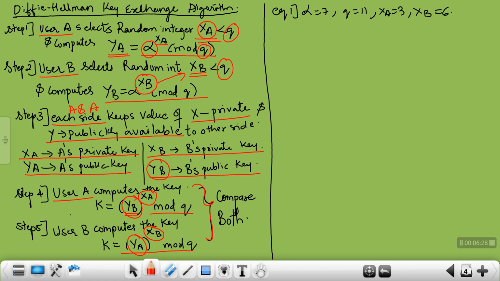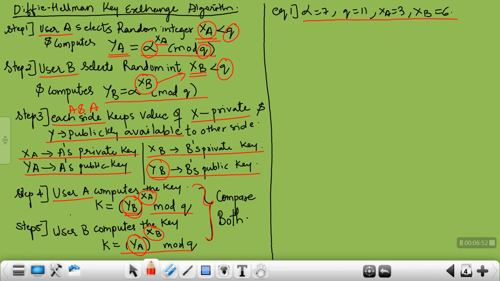We will compare both these keys. If both keys match, that means you have solved the problem properly, and that will be the key used on both sides for encryption as well as decryption. So this is our Diffie-Hellman key exchange algorithm. We will solve a small problem. Usually all these values will be provided to you.